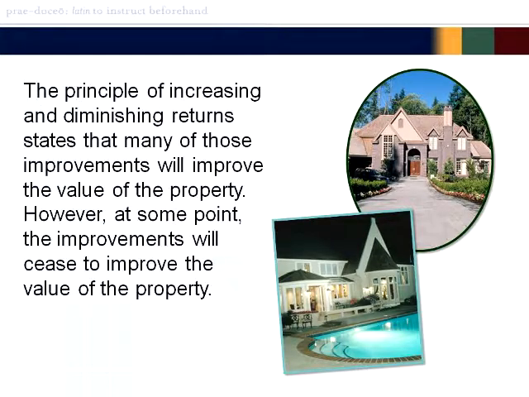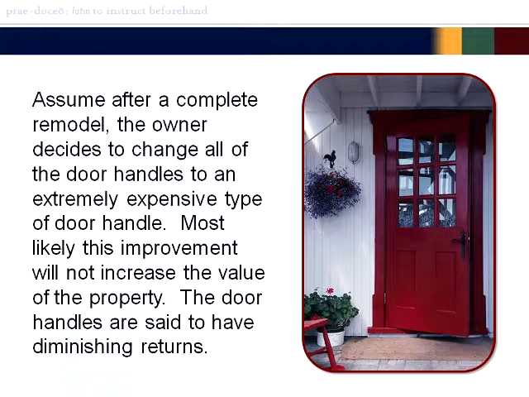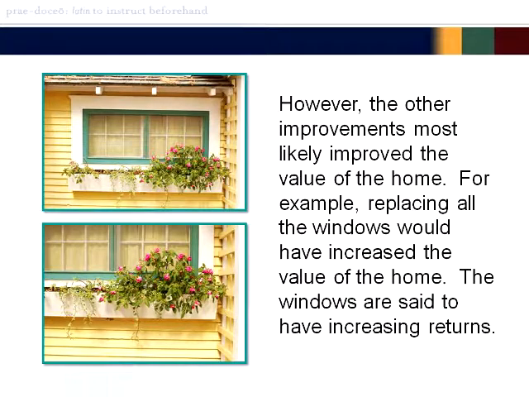The principle of increasing and diminishing returns states that many of those improvements will improve the value of the property. However, at some point, the improvements will cease to improve the value of the property. Assume after a complete remodel, the owner decides to change all the door handles to an extremely expensive type of door handle. Most likely, this improvement will not increase the value of the property. The door handles are said to have diminishing returns. However, the other improvements most likely improve the value of the home. For example, replacing all the windows would have increased the value of the home. The windows are said to have increasing returns.